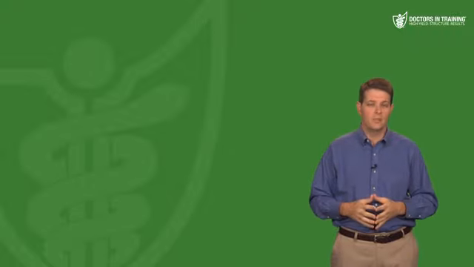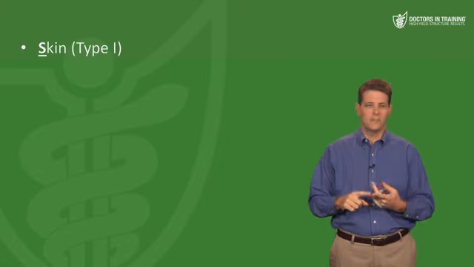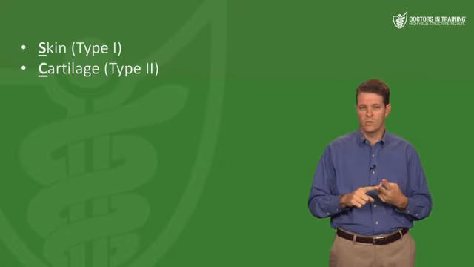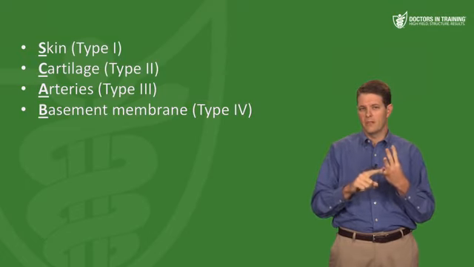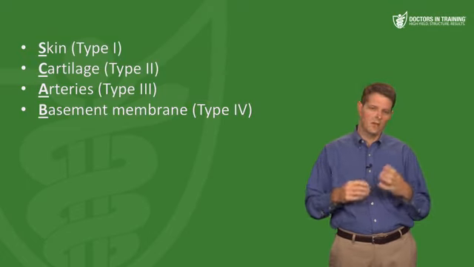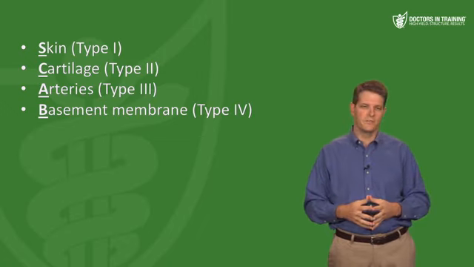Now, a less scatological mnemonic is simply the word scab. The S is for skin, which is type 1. The C is for cartilage, which is type 2. The A is for arteries, which is type 3. And then the B, again, is basement membrane, which is type 4. It's not quite as comprehensive a mnemonic as the other one, but it's still pretty decent.